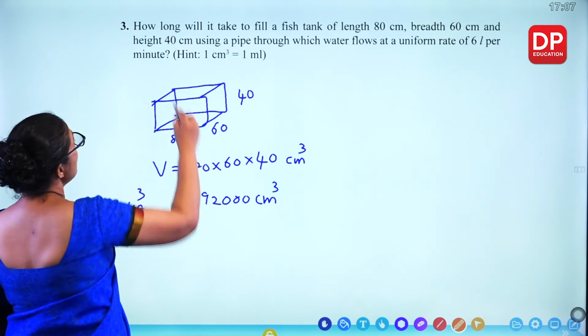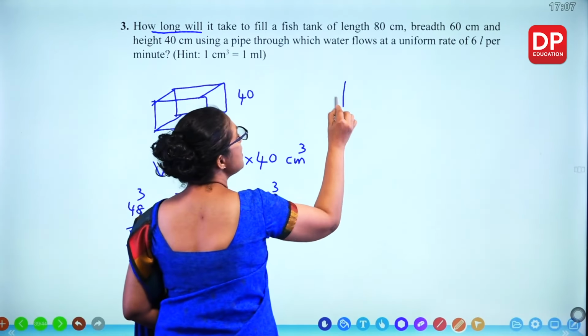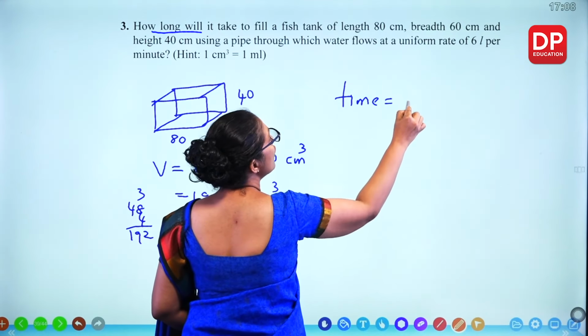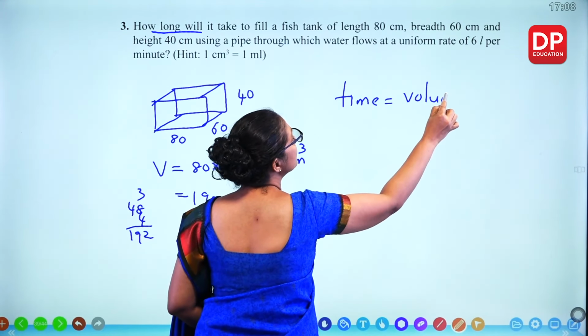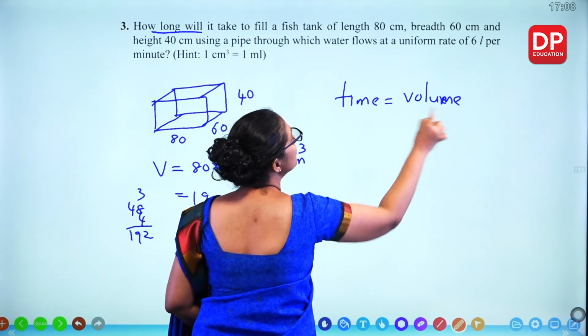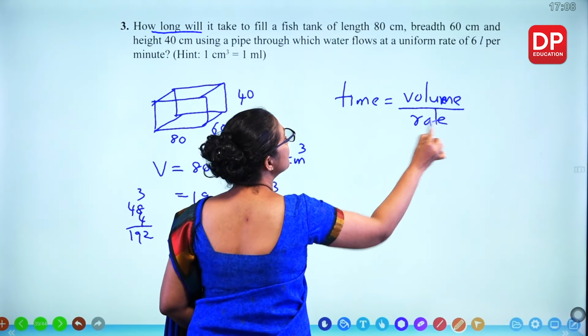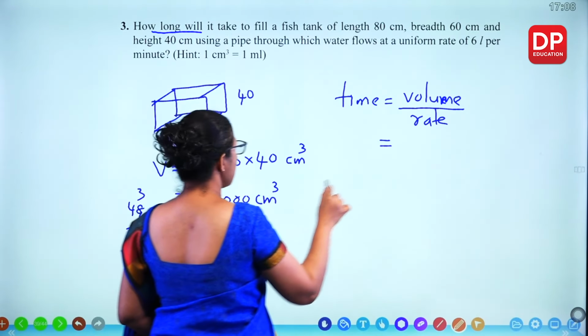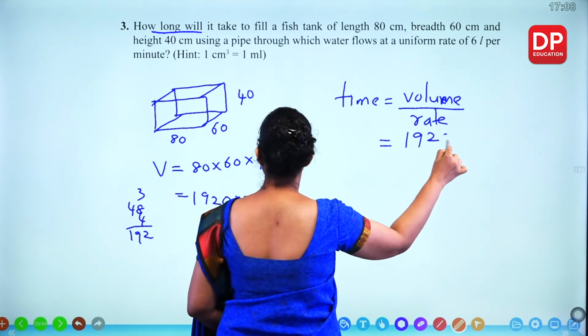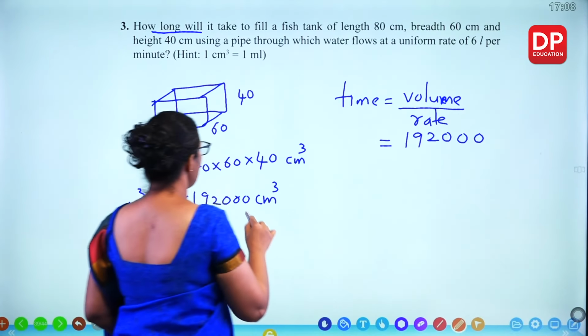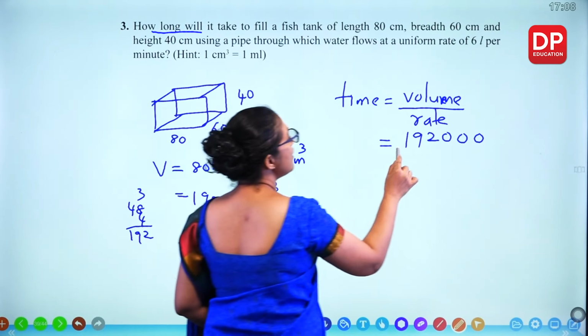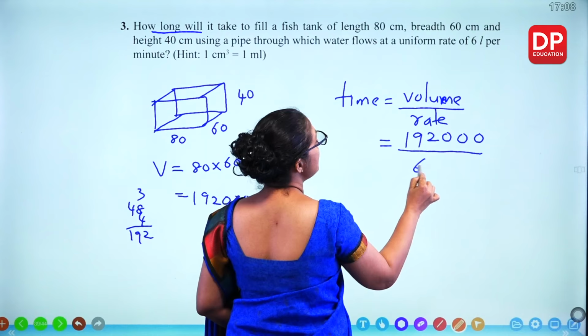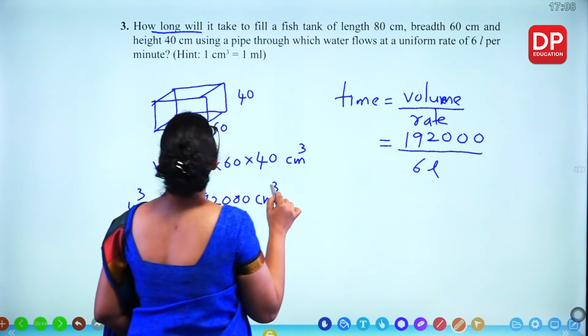We need to find out the time now. Time is volume over rate. Volume of the tank is 192 and 3 zeros. Divide by rate is 6 liters per minute.